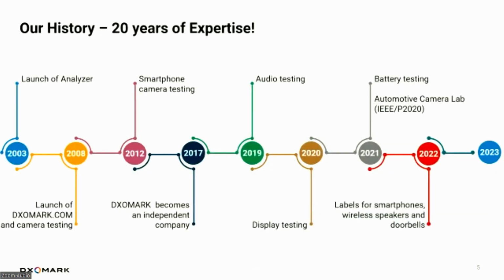So we've been in existence for 20 years now, starting in 2003 with an image quality evaluation solution. And then we gradually expanded our reach. We launched a website for smartphone quality reviews in 2008. Then we launched a camera and lens. Actually, that was the other way around. We started with camera, lenses, and then smartphones. We became independent 6 years ago and extended our reach to audio testing, then display testing, and recently battery testing.